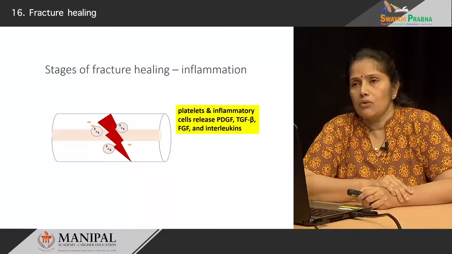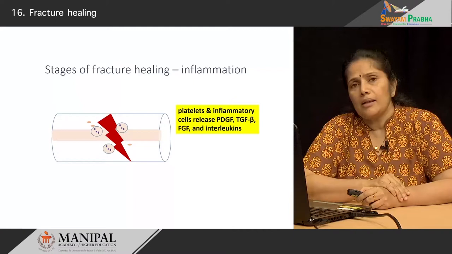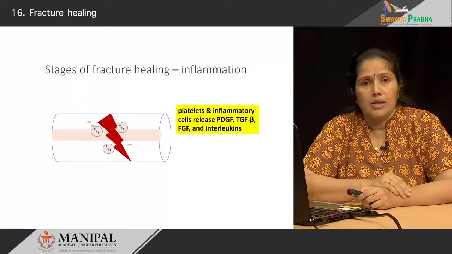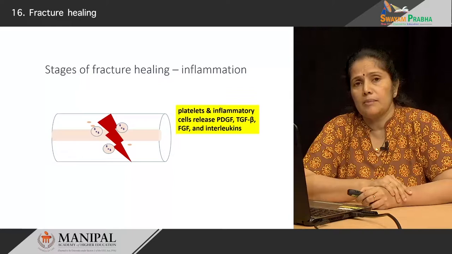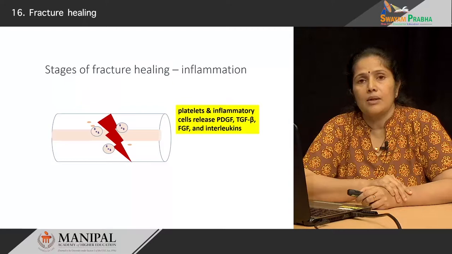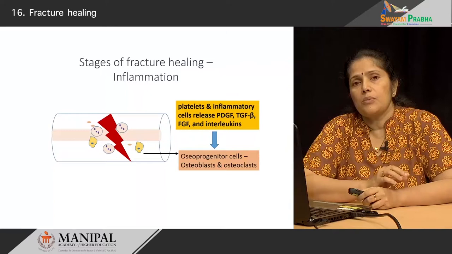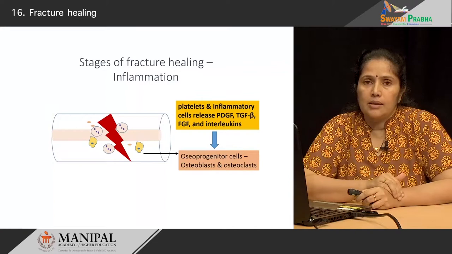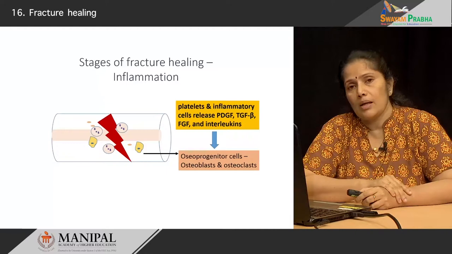The predominant cells which play an important role are the platelets along with the other inflammatory cells, and a huge gamut of growth factors as well as interleukins are released. The most important among them are platelet-derived growth factor, PDGF, as well as transforming growth factor beta and fibroblast growth factor. All these inflammatory cytokines will be released in large amounts, and they will then stimulate what are known as the osteoprogenitor cells. These are the cells which can differentiate and give rise to the osteoblasts. And as the osteoblasts are formed, again a lot of cytokines are released and even the osteoclasts move into this area where the hematoma had formed.